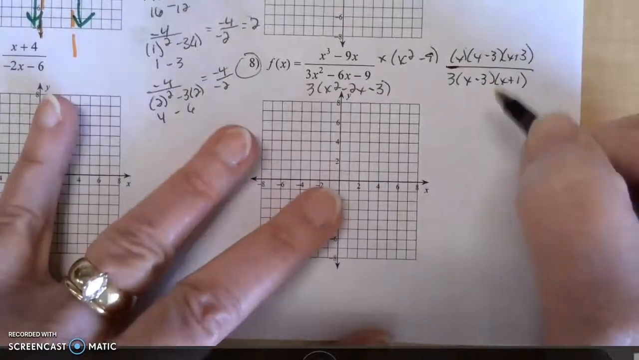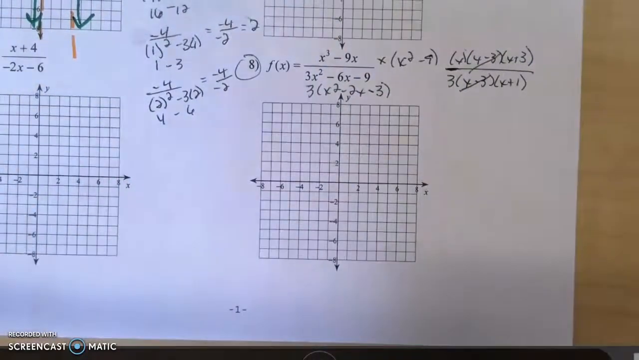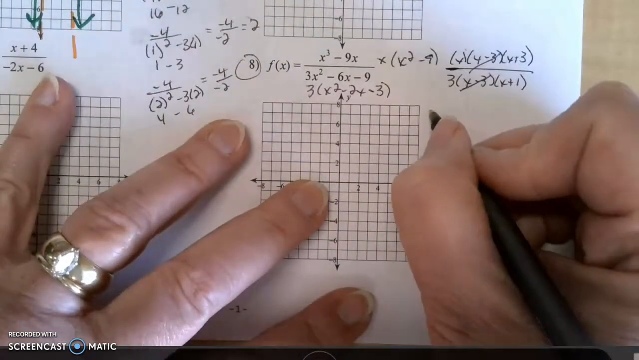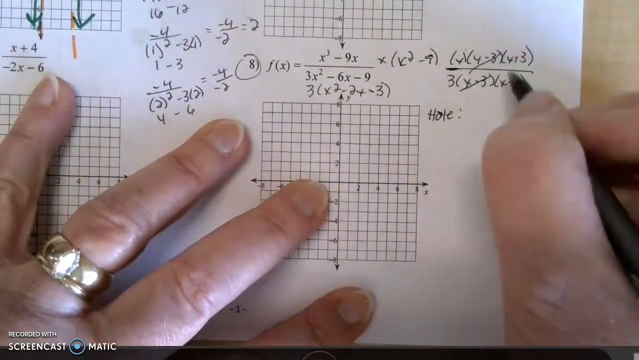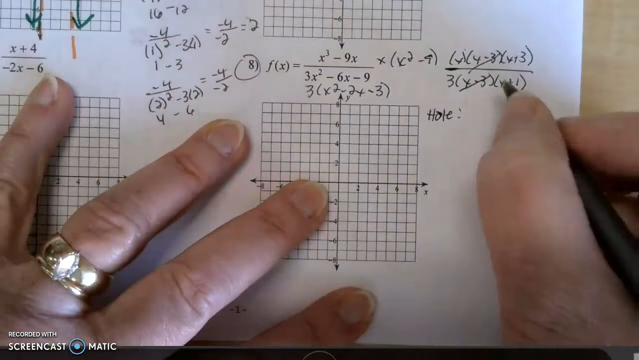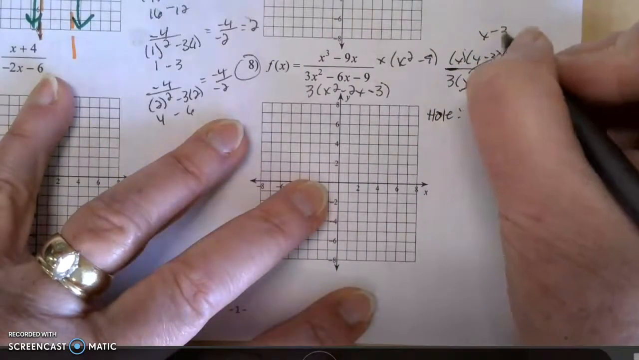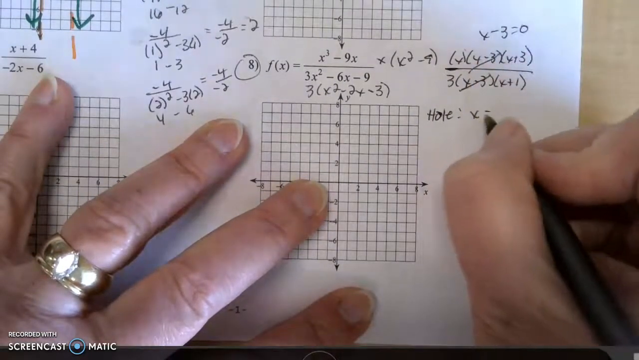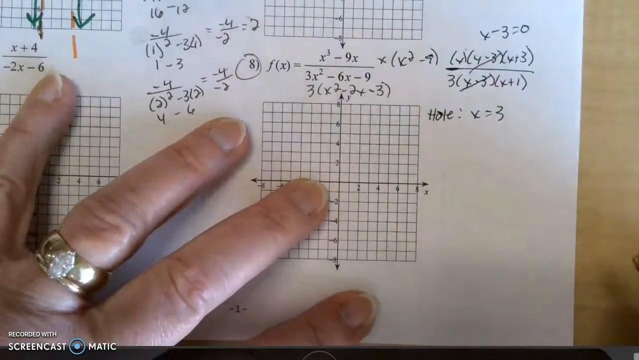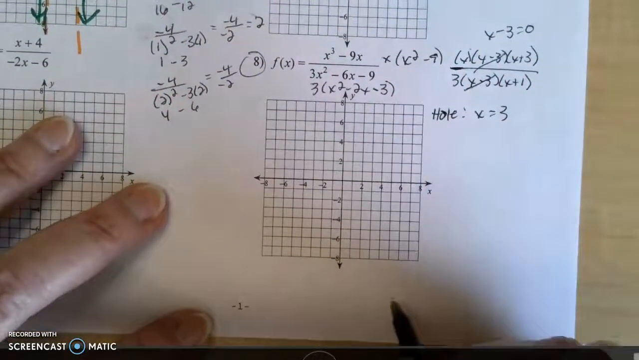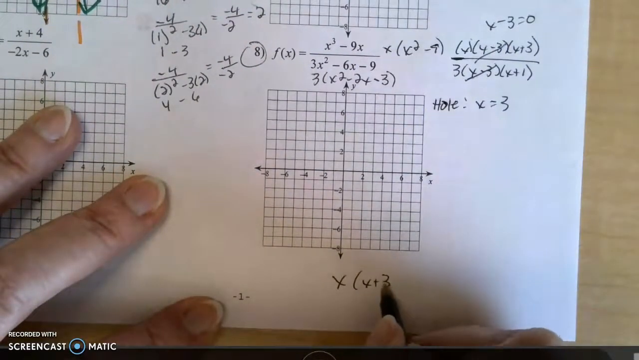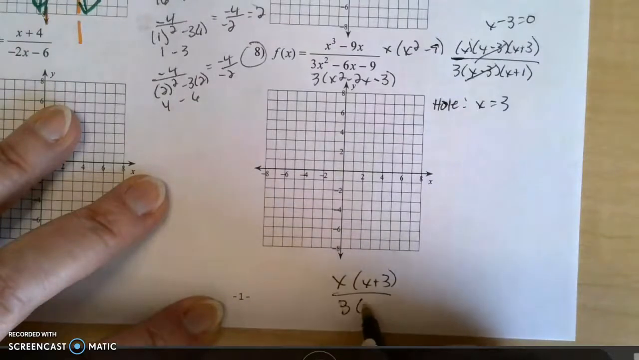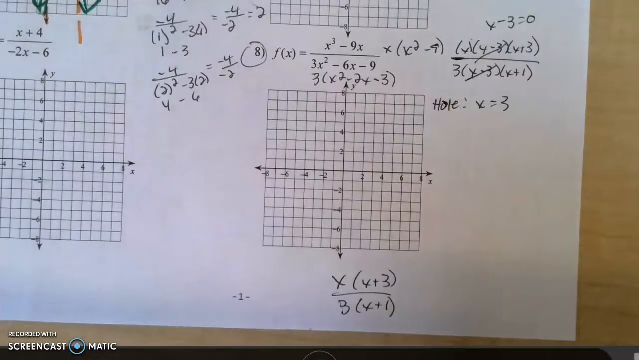So this is awesome. Look. Remember, that is called a hole. So I have a hole. And that's the x minus 3. So x minus 3 equals 0, so x equals 3. So my function that I end up with, I'm going to bring it down here, is x times x plus 3 over 3 times x plus 1. Okay, that's my final function.